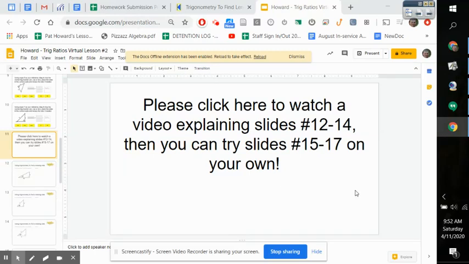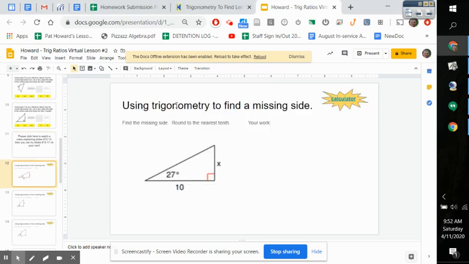All right, ladies and gentlemen, welcome back. So I'm going to show you guys now how to solve for a missing side using trig functions. I'm going to show you slides 12, 13, 14, and you can try 15, 16, 17 on your own, okay? This is a little bit more difficult, so please take your time, watch this slowly, okay? And here we go. Use trigonometry to find a missing side.